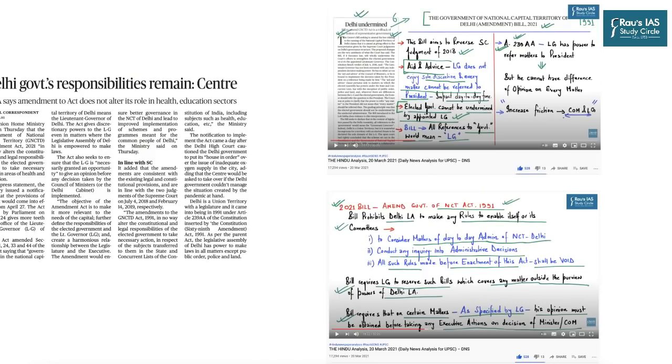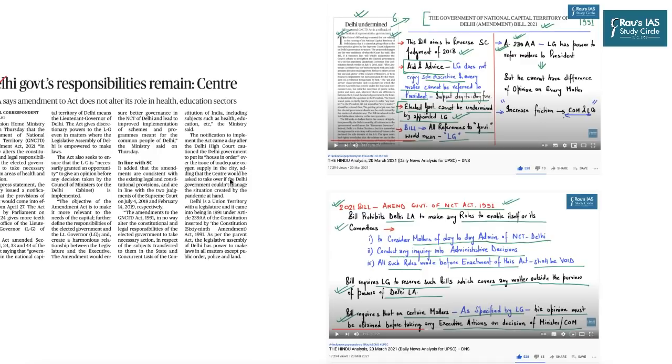Then on page number 8, you have Delhi government's responsibilities remain, says center. So the Union Home Ministry has said that the Government of National Capital Territory Amendment Act 2021 in no way alters the constitutional and legal responsibilities of the elected government. And so just like before, health indeed remains under the purview of Delhi government or the elected Council of Ministers headed by the Chief Minister.